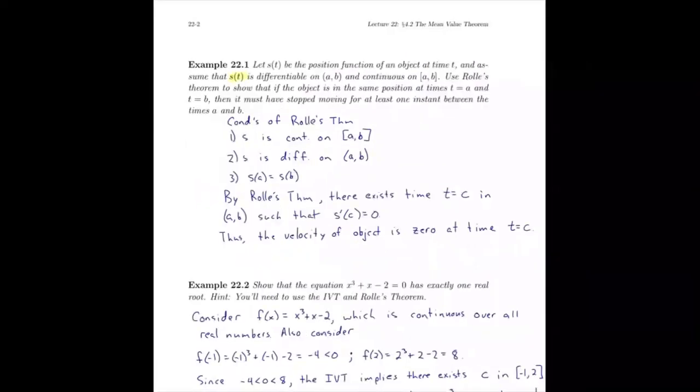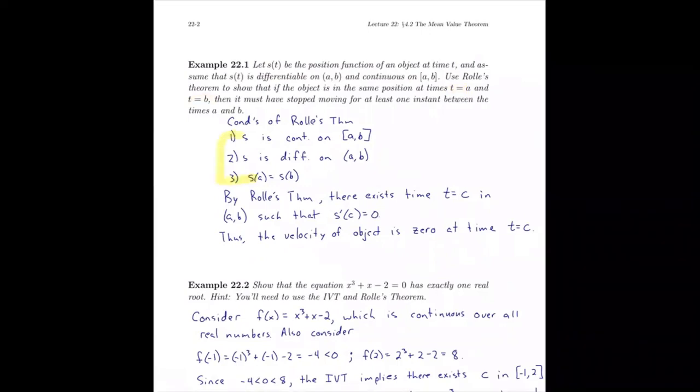Whatever this object is, it has position function s of t. It's differentiable and continuous, which many mathematical models of something moving have, differentiable and continuous functions modeling them. And at t equals a and t equals b, it's in the same position. These are all the conditions of Rolle's theorem. So let's see how we go about doing this.